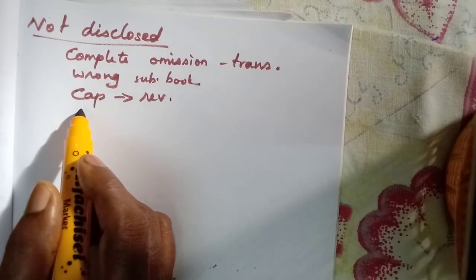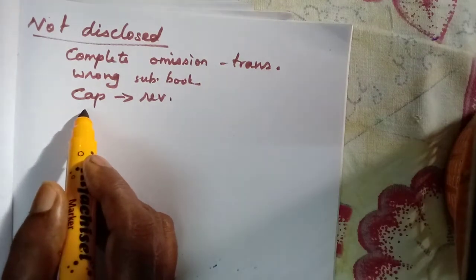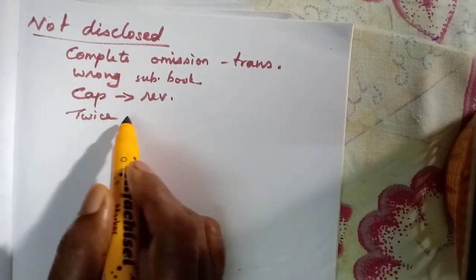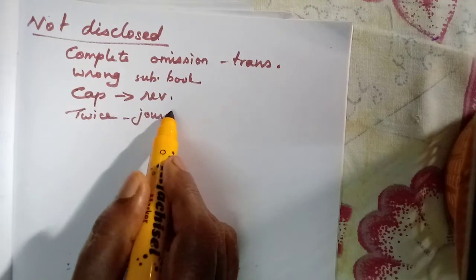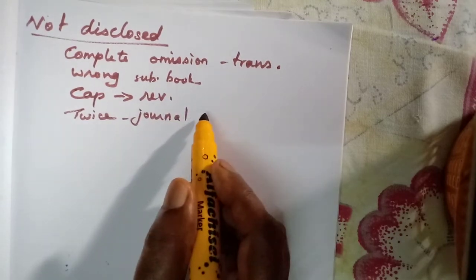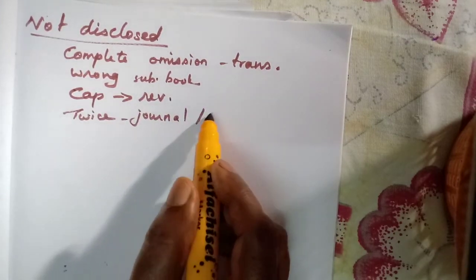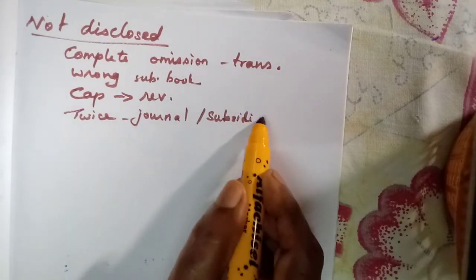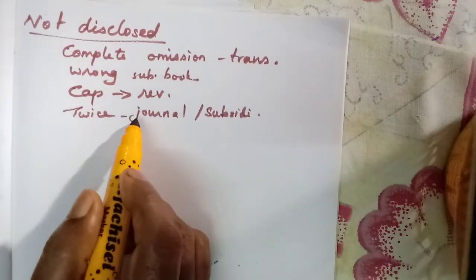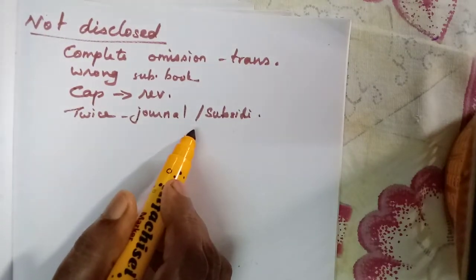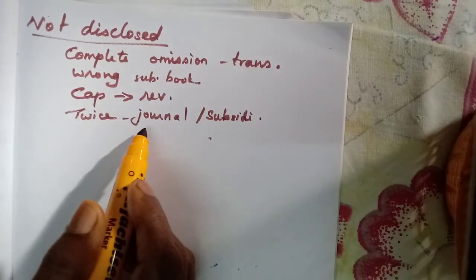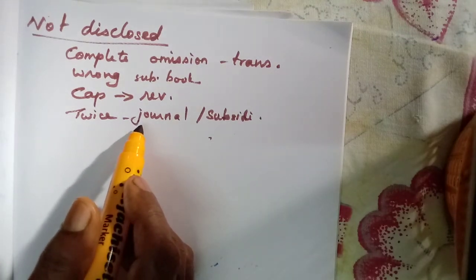Then if we enter in the subsidiary book itself twice, or if we have made two journal entries for the same transaction, or if we have made the entry twice in the subsidiary books, it cannot be disclosed because it will be doubled. Everywhere it is doubled, so we cannot make out. Here it is not entered. If we make a double entry also, it will not be shown in the trial balance.